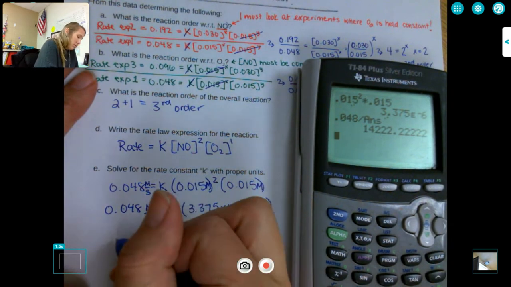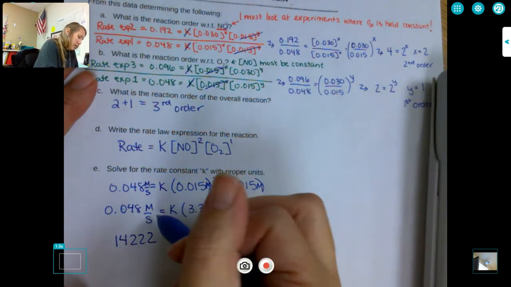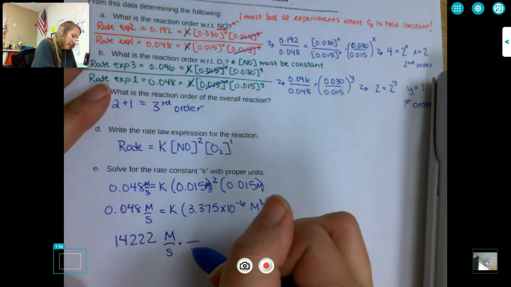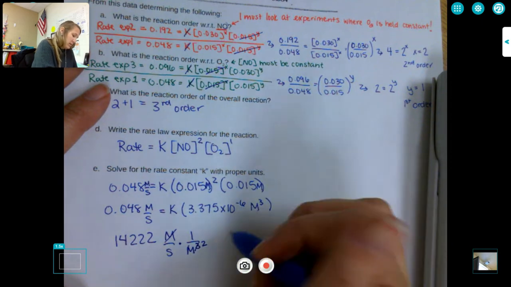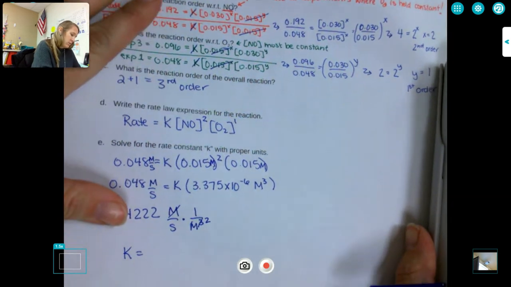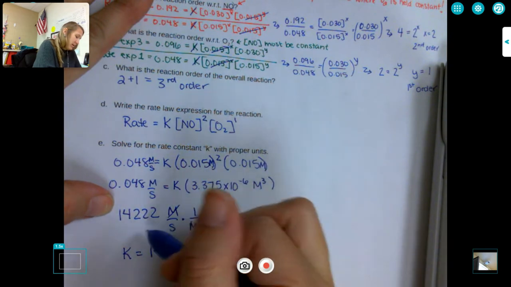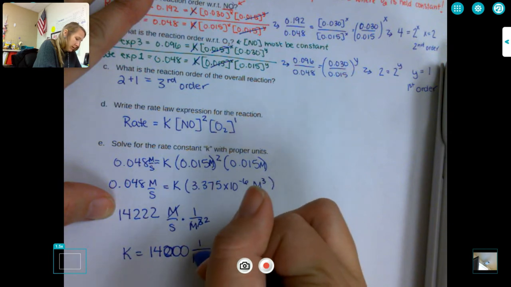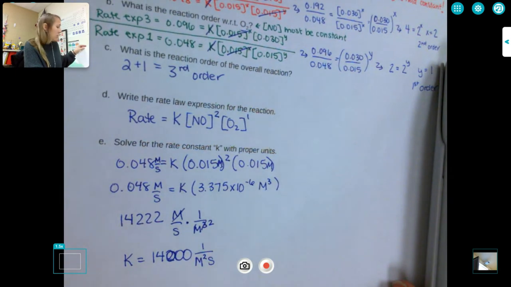And I get 14222. Okay. And my units are molarity per second. And then I divided this side by molarity cubed. So one molarity canceled out. So I'm left with my rate constant K equal to 14. Let's see, I have 2 sig figs, so it should really be like 14,000. And my units are 1 over molarity squared per second. And I believe that is the end of our notes.